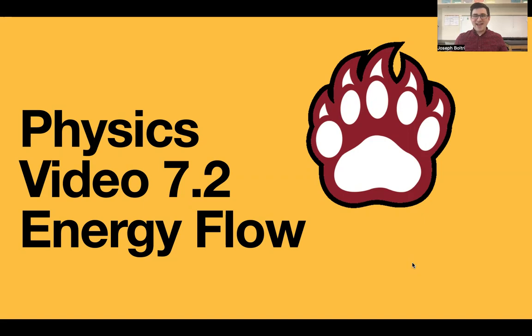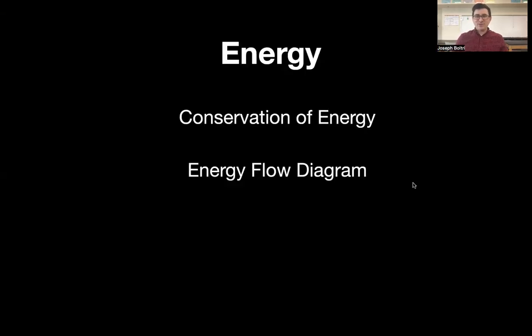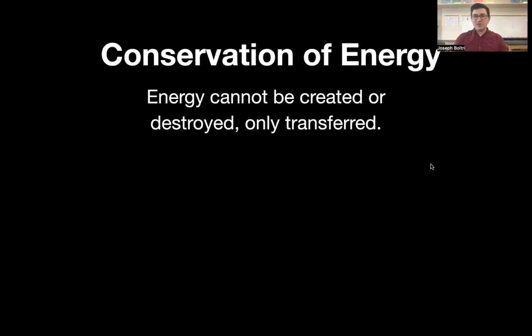We're going to be talking about how to make energy flow diagrams. First, we're going to talk about a very important concept called conservation of energy, and then I'll take you through 3 examples of how to make energy flow diagrams applying conservation of energy. Conservation of energy relies on the idea that energy cannot be created or destroyed, but it can be transferred from one type of energy to another type of energy or from one object to another object.